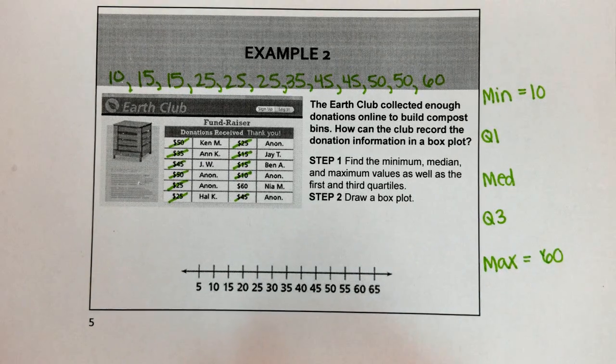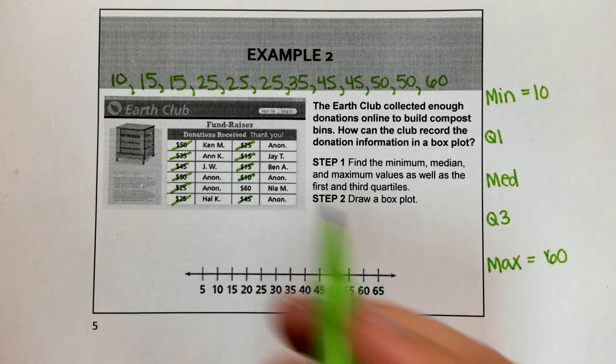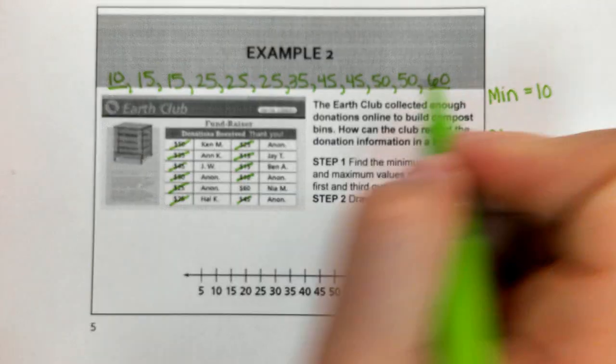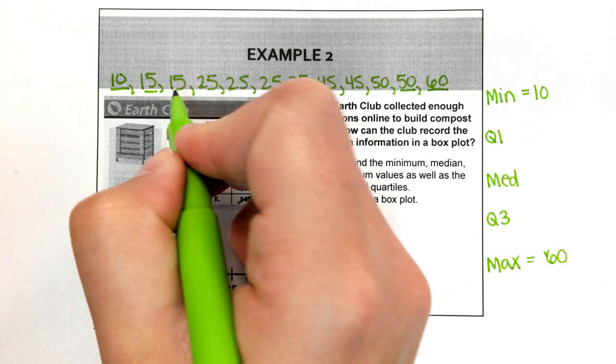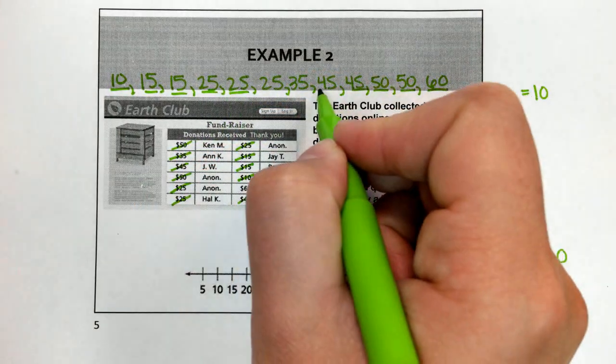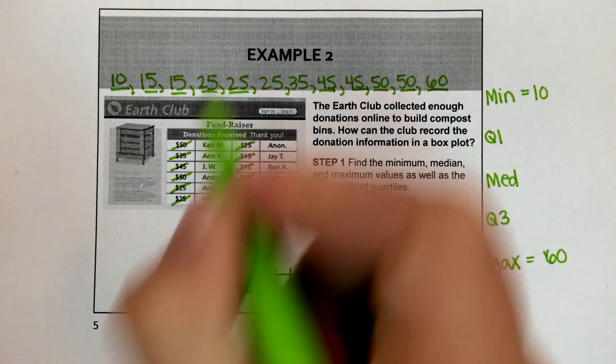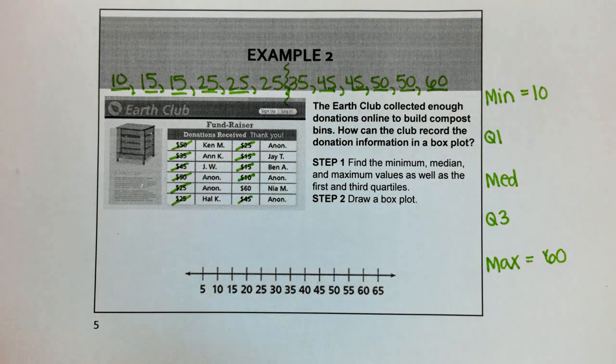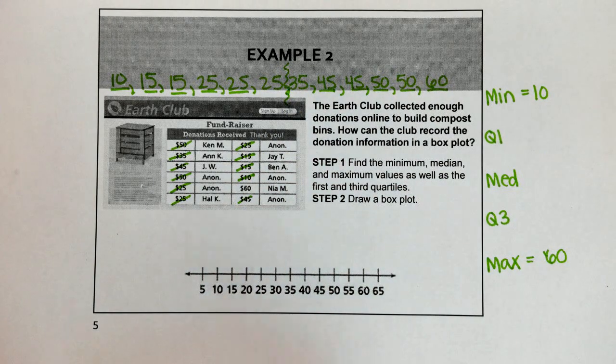Now I'm going to go left, right until I get 1 in the middle for my median. So left, right, left, right, left, right, left, right, left, right. Now I have 2 numbers in the middle. When I have 2 numbers in the middle, I'm going to add them together and divide by 2.